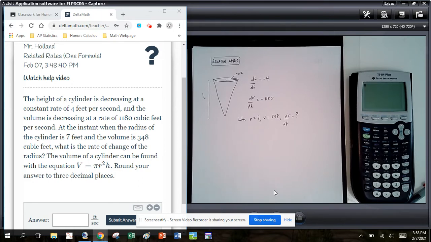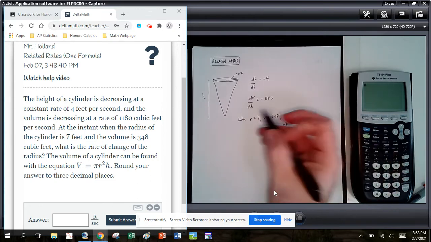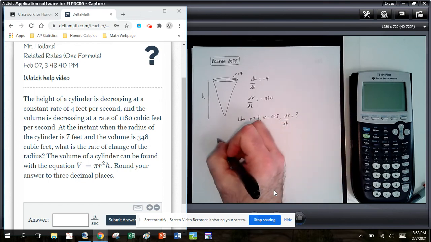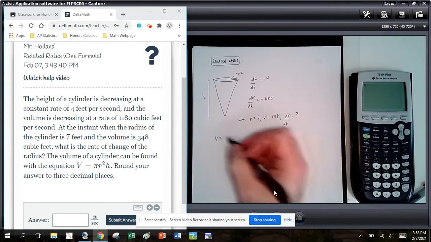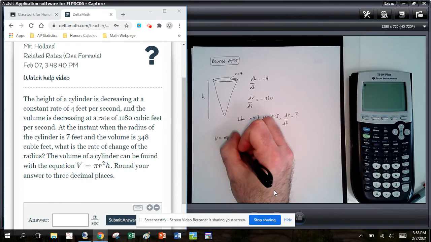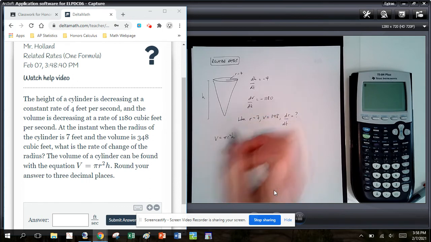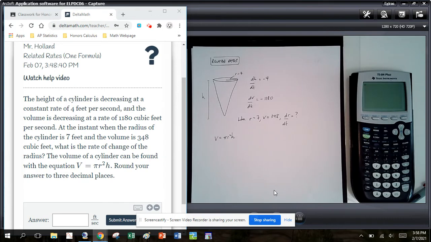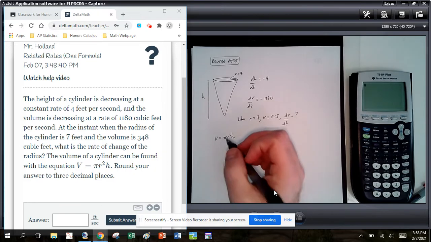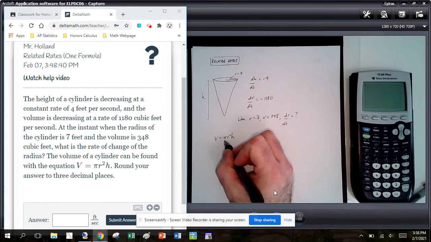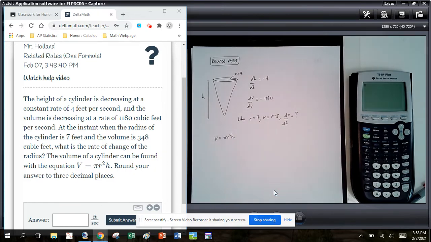All right, so we've got all our information written down. Now what we need is an equation that brings all of this together. And the equation that brings all of this together is the volume of a cylinder. And we know from the given question that the volume of a cylinder is pi r squared multiplied by h. Okay, so because we're dealing with related rates, we want to go ahead and take the derivative of this implicitly. Now we have to be careful here because we have a constant of pi, and we also have two variables that we're multiplying together. So we need to make sure that we use the product rule.